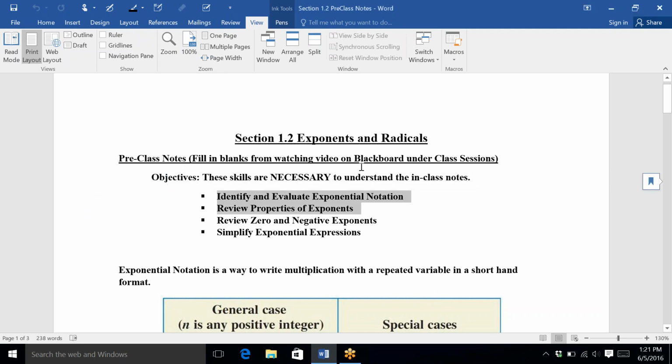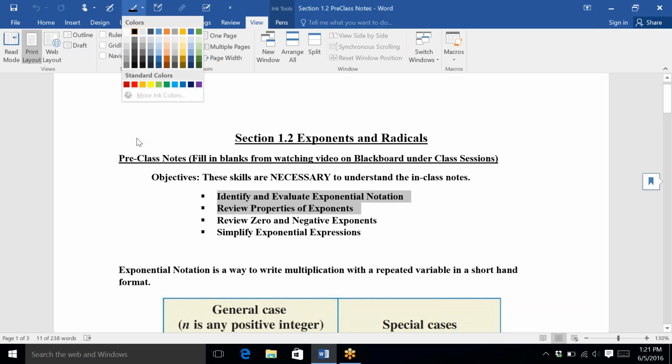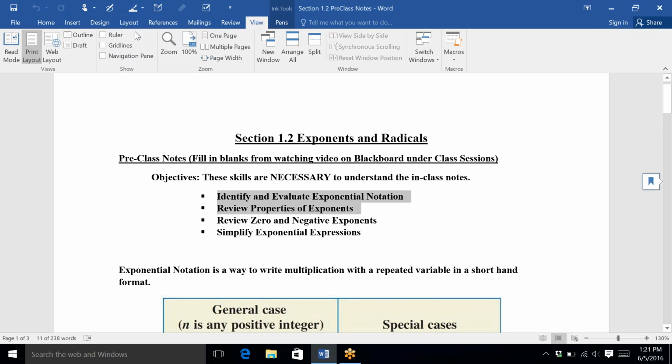Exponential notation is a way to write multiplication with a repeated variable in a shorthand format. So for us, what that means is that we want a way to write things like 3 times 3 times 3 times 3 times 3 times 3 in a shorthand format. The rule is the number that is being multiplied multiple times together becomes the base. How many times you repeat the multiplication becomes the exponent.